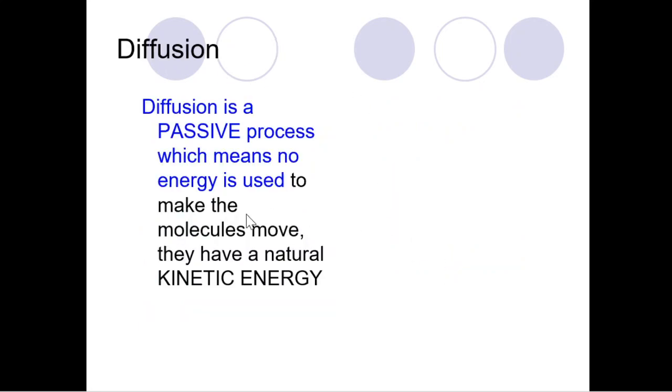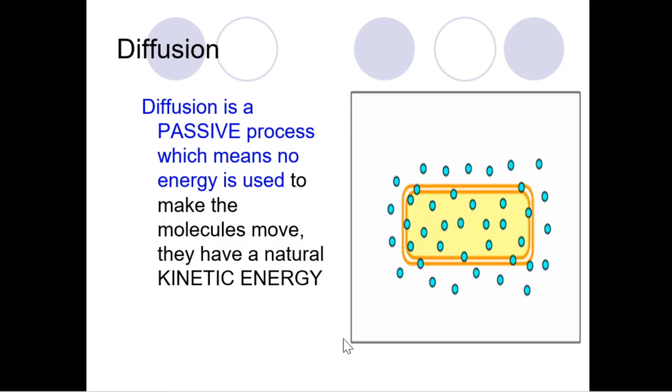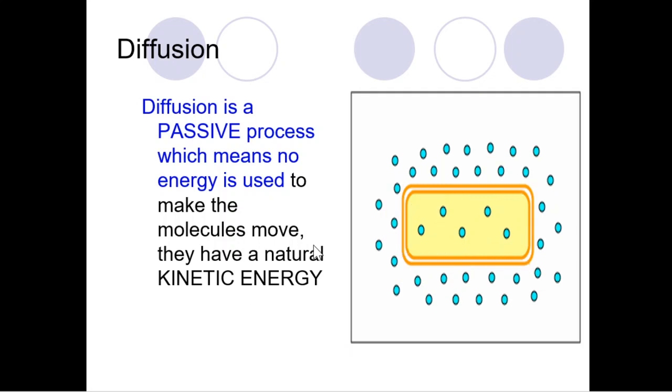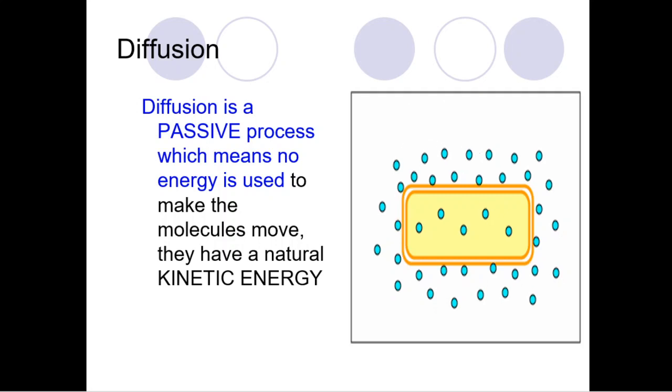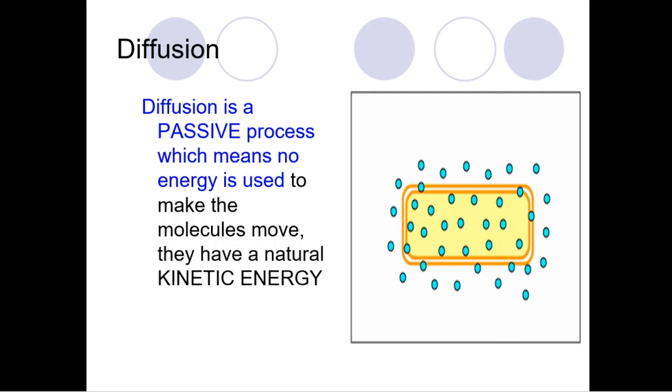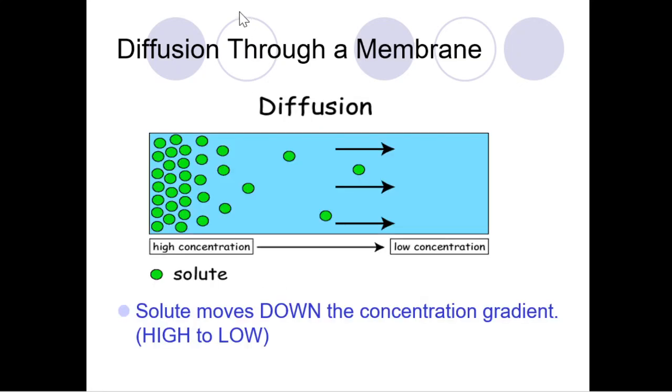Diffusion, okay, is a passive process, which means no energy is used to make the molecules move. They have what they call natural kinetic energy. They just move, and you don't have to know what kinetic energy is. That you'll learn in chemistry. They just move all by themselves. So diffusion is what we call a passive process. It just goes. You don't have to do anything. No one has to make it happen. It just happens. Okay?